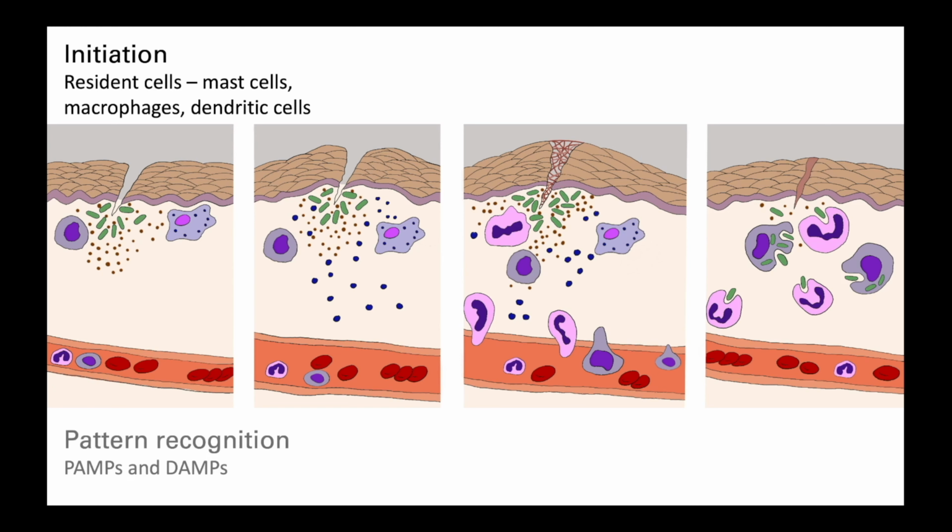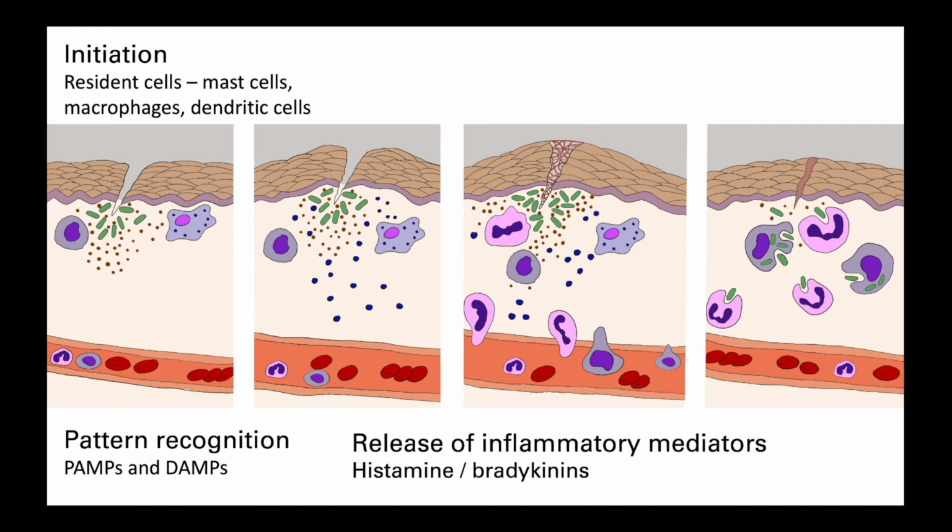These cells are able to interact with pattern recognition molecules, both membrane-bound and soluble, which have been discussed in more depth in previous videos, but which can be broadly divided into PAMPs, which are pathogen-associated, or DAMPs, which are linked to tissue damage. These interactions result in the release of inflammatory mediators, for example histamine and bradykinin, that contribute to the onset of the clinical cardinal signs we have already discussed, with distinct vascular and cellular responses.